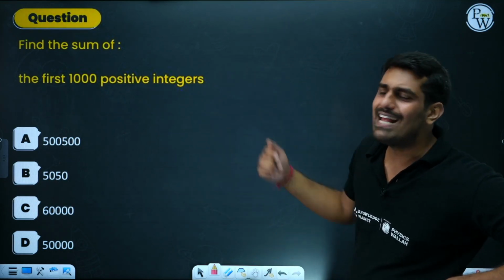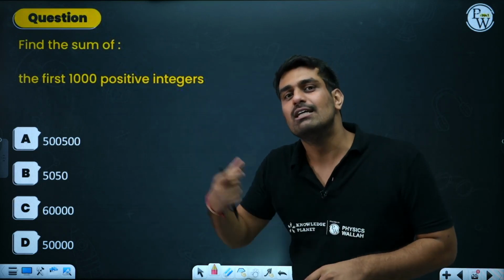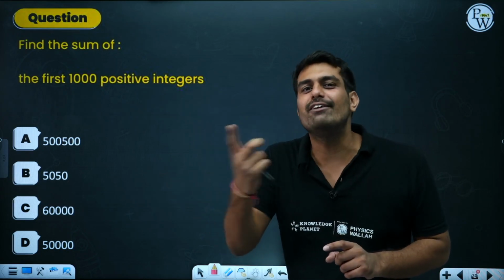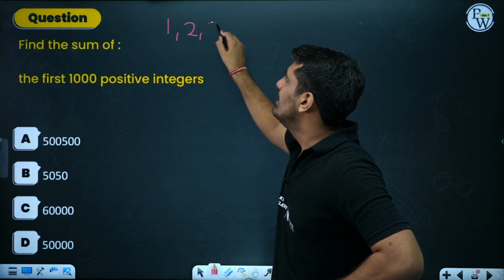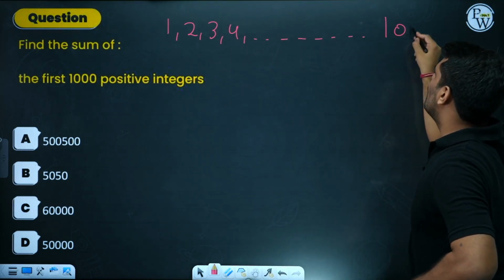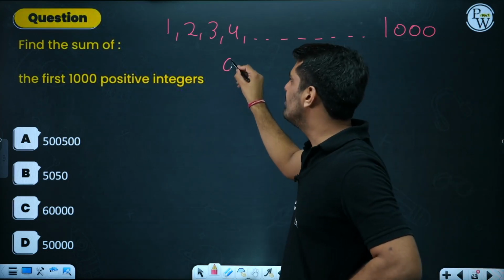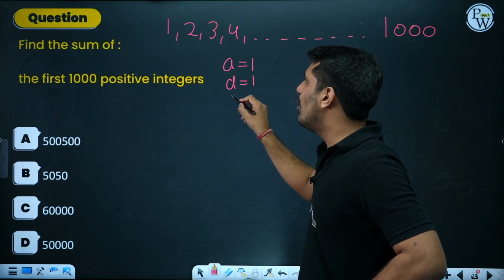If I have to write the AP over here, the thing is positive integers, so 0 would not be included because 0 is neither positive nor negative. So the first integer is 1, next 2, next 3, 4 and so on up till the last term, that is 1000. This is your AP. If this is your AP, you can write down the value of a, the value of d, and the value of n over here.